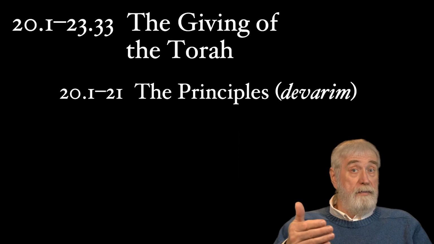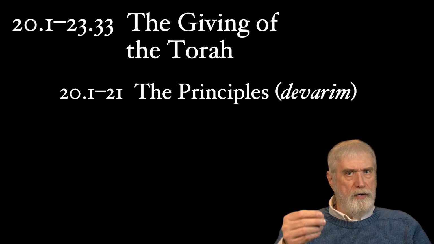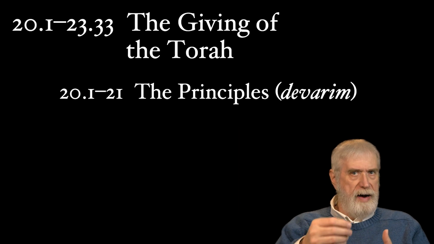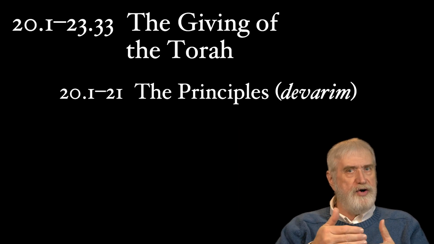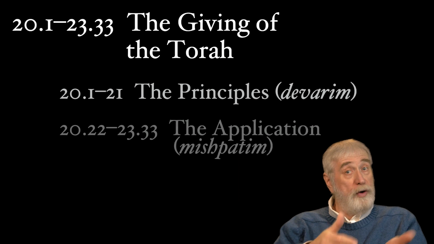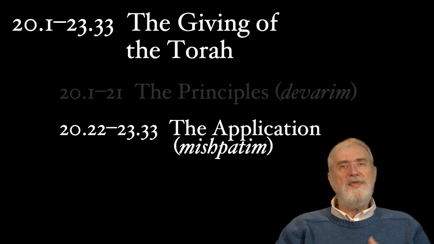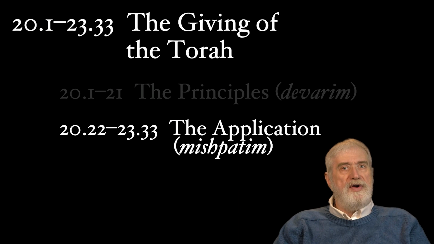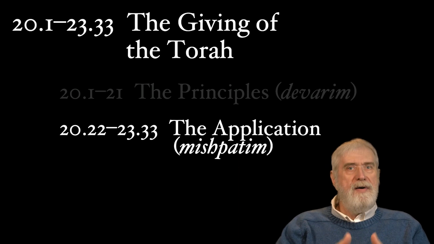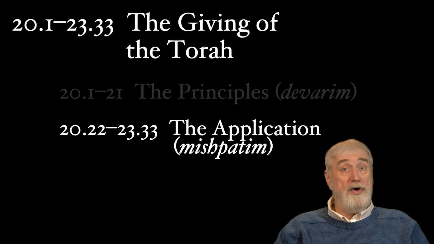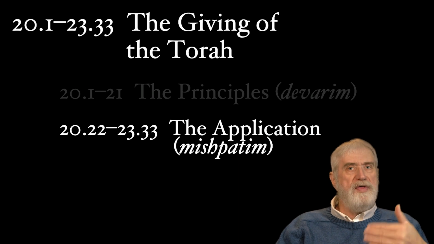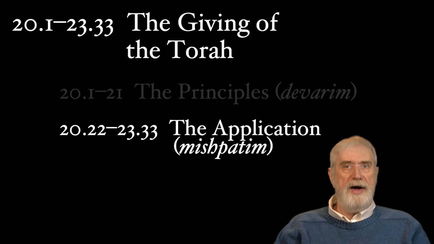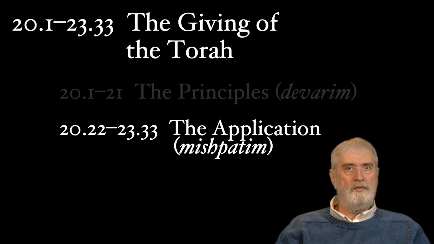These devarim are principles that guide the life of the people of God, and then they're followed by a section, basically chapters 21 to 23, of what the text calls judgments. These judgments constitute the way that these ten principles are to be implemented within the particular community of Israel in that place and in that time.